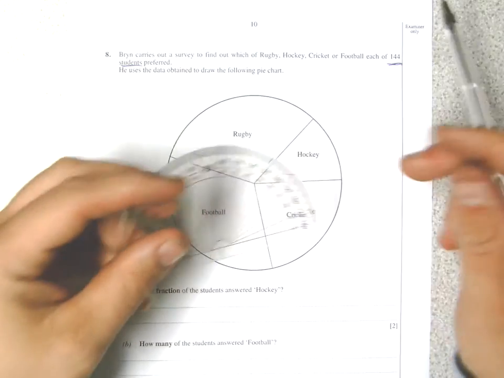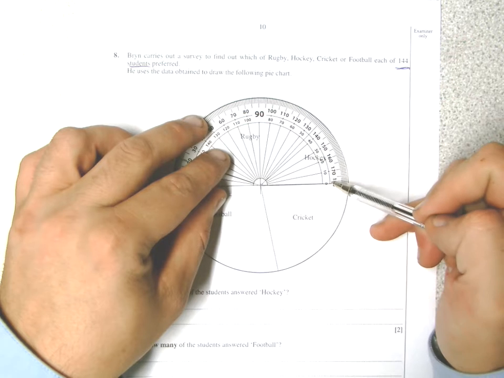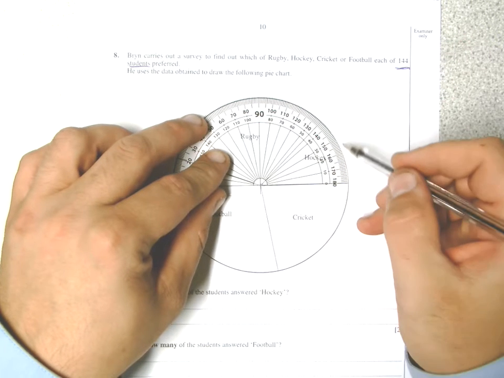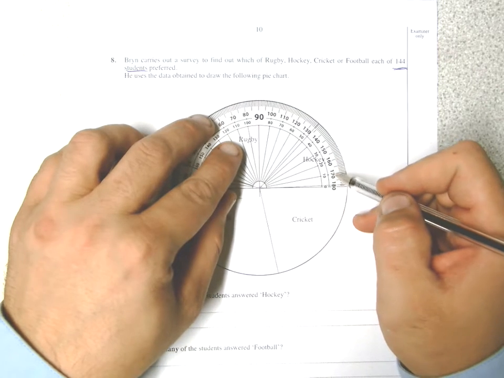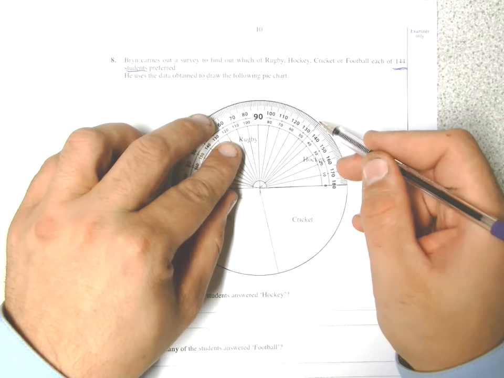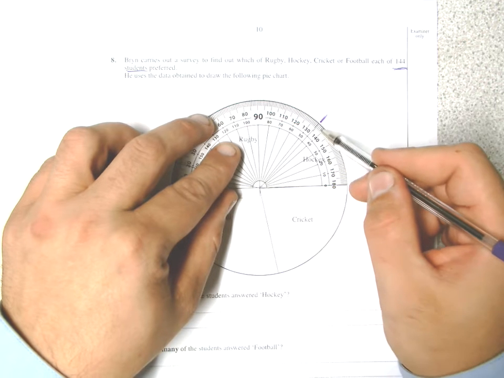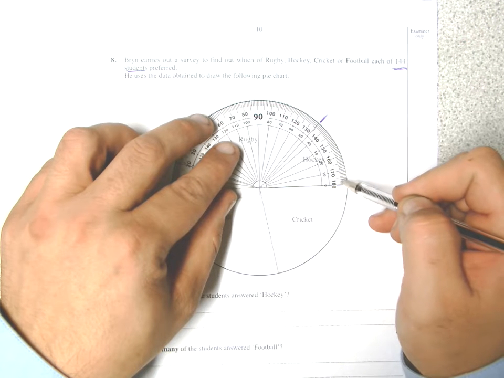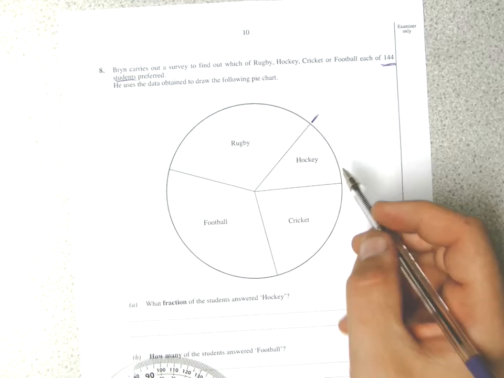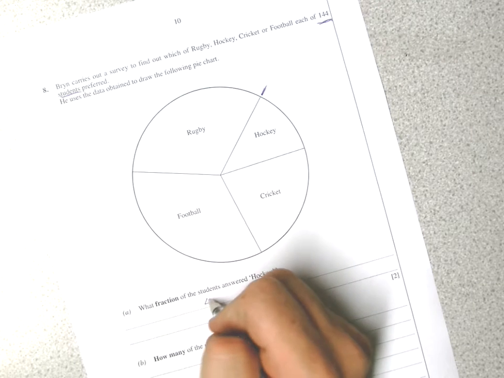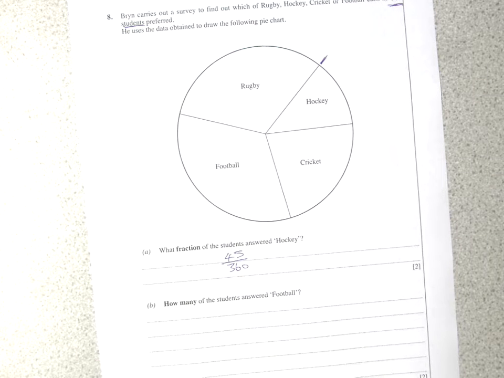So what you need to do is measure the angle. You need a protractor, and if you measure the angle here, it's quite awkward to see actually. Let's have a look. So we've got those two sides there. Hockey is on that line there. It's quite hard to see, but there's the line. So if you measure that, that actually is 45 degrees. So the fraction will be 45 out of 360. That is the fraction there.